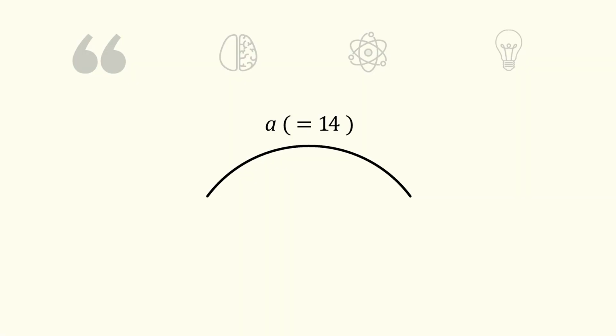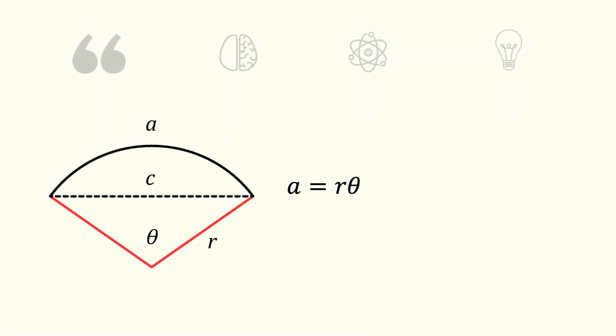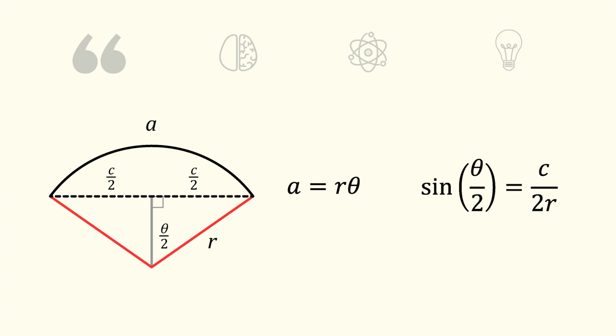Suppose we have an arc and we're going to say that it's 14 units long. And suppose the chord joining the ends of that arc is 12 units long. Well, the radius is of course going to be designated by r, and theta will be the angle in radians that's subtended by the arc at the center of the circle. First of all, we know that the length of the arc is given to us by A equals r times theta. And the other thing that we know is we've got this right angle triangle here. Well, we can see that sine of theta over 2 is going to be c over 2 divided by r, which is to say c over 2r.